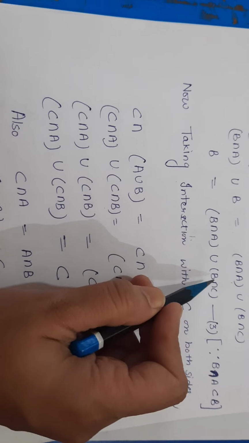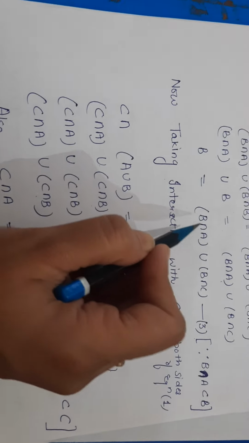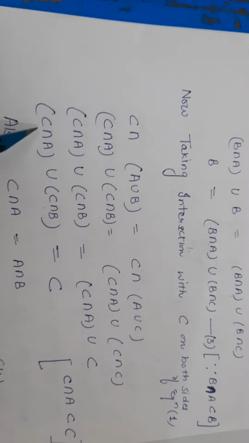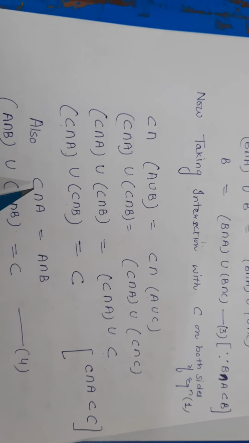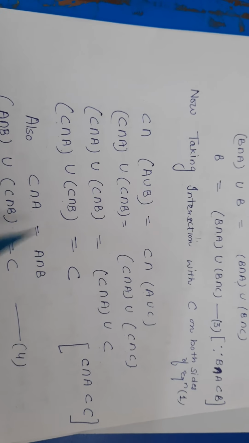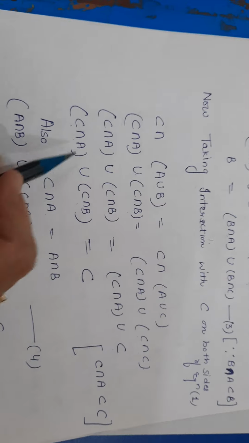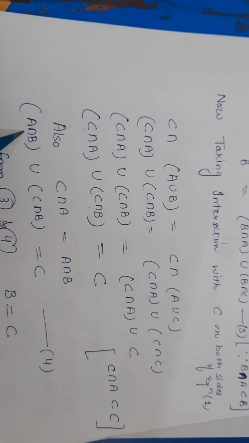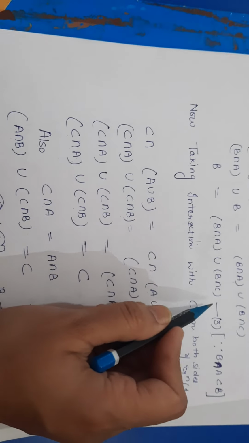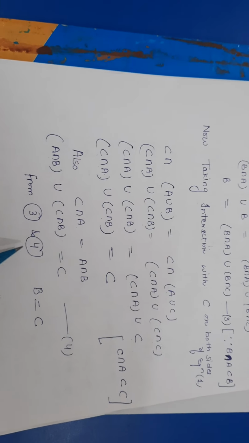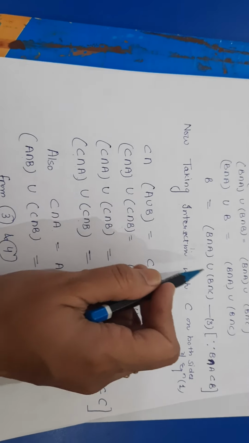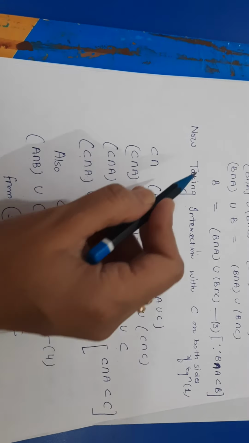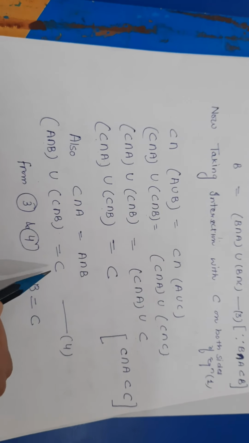Now look here. This term is common. Here you have B intersection A and here C intersection A. It is given in the question that C intersection A is equal to A intersection B. So in the next step I have put its value. Now if you look at equation 3 and equation 4, this is equal to this. So that means set B must be equal to set C.